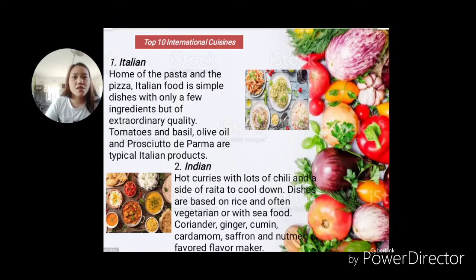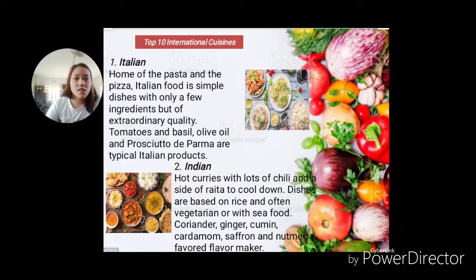Top 10 international cuisines. First one, Italian. Home of the pasta and the pizza. Italian food is simple dishes with only a few ingredients but of extraordinary quality. Tomatoes and basil, olive oil, and prosciutto di Parma are typically Italian products.